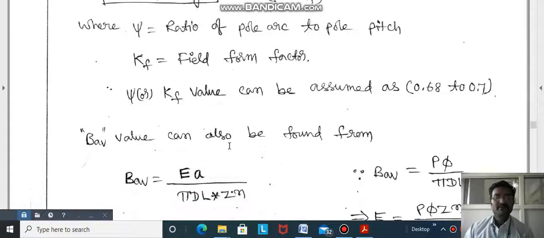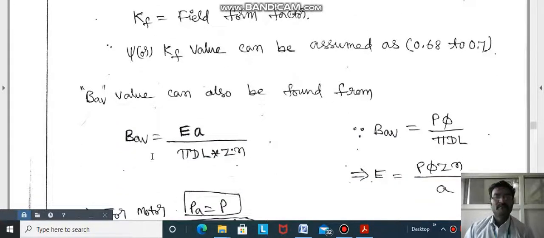BAV can also be found from BAV is equal to EA by pi D L into Z n. If they have not given the value of BAV but have given EA, the voltage, with pi D, the diameter and length, and Z, the number of conductors, then from these we can find the value of BAV. BAV is equal to P by pi D L also.